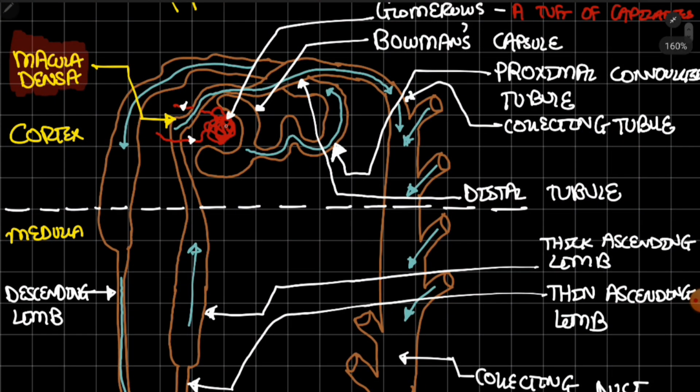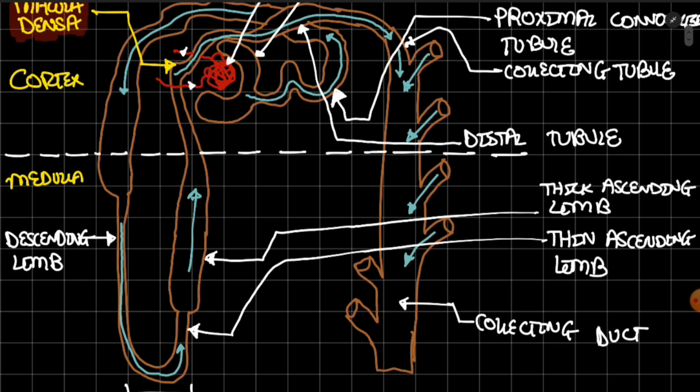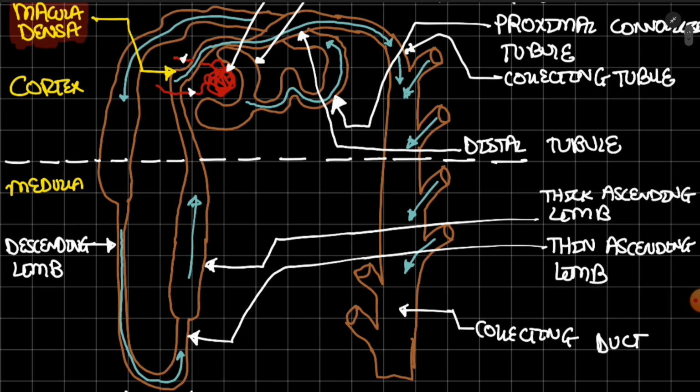After the glomerulus we have the PCT, the proximal convoluted tubule. Basically it is concerned with reabsorption of sodium, water, glucose, and electrolytes. This is the basic function. Not going into the details of the PCT, as it is not too important, but we should know that reabsorption is the main criterion.